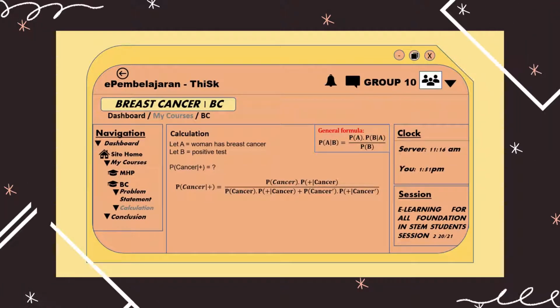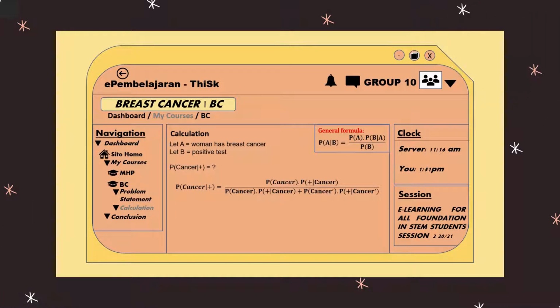Alright, so assume that a woman walks in and takes the test and she comes back with a positive test. What is the probability that this woman actually has breast cancer? In this situation, we can actually apply Bayes' theorem. The general formula is shown at the top right corner. So how do we solve?